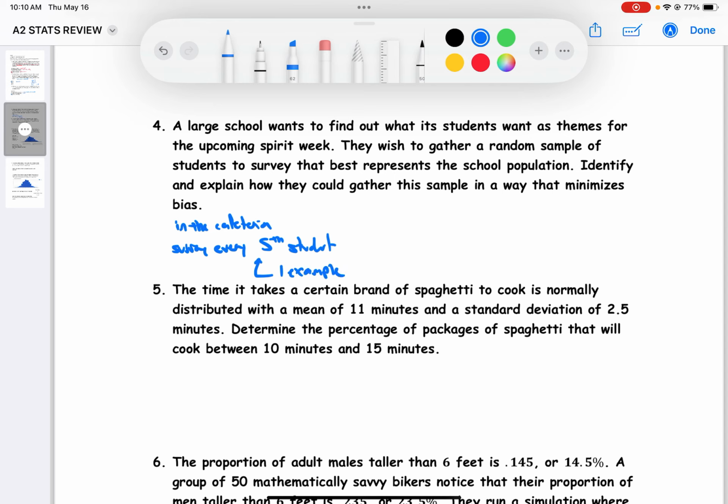When we're minimizing bias, I want every type of student represented in my study. Every grade level, every academic performance, every type of club. So I want to think about how I can get all of those proportioned well in my sample.